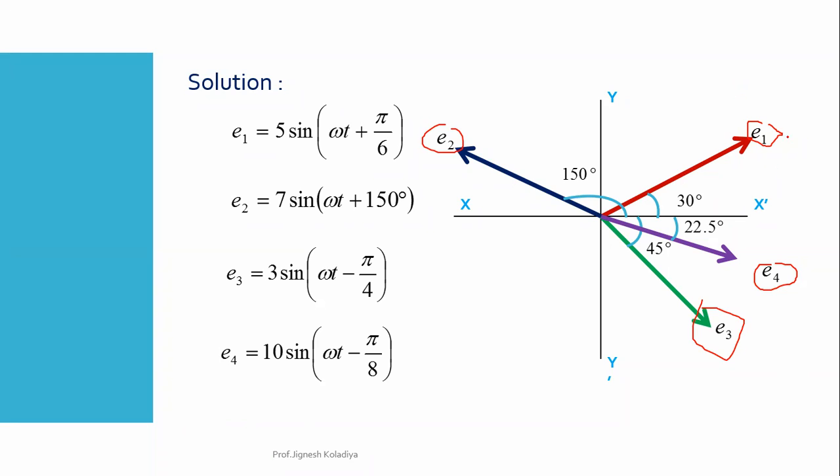So what about E1 y component? 5 into sine 30. Good.